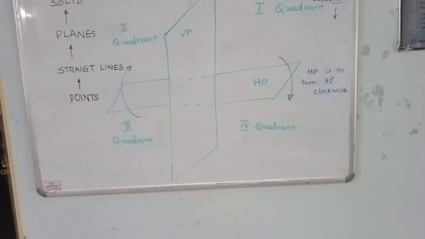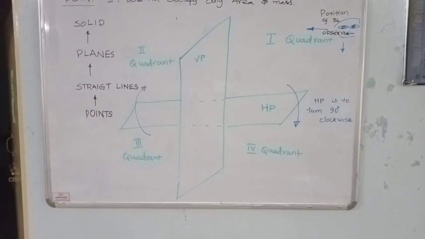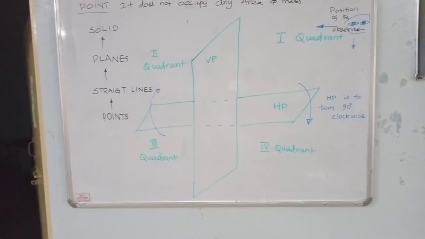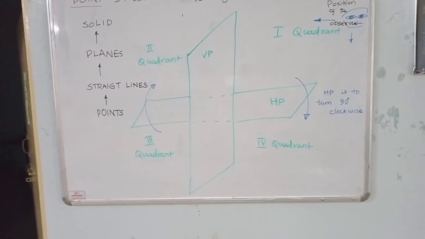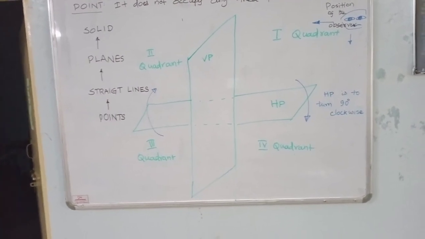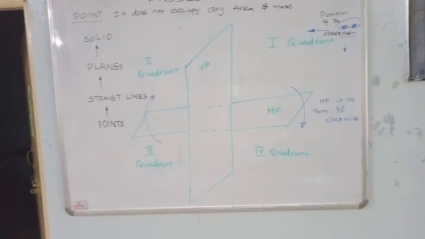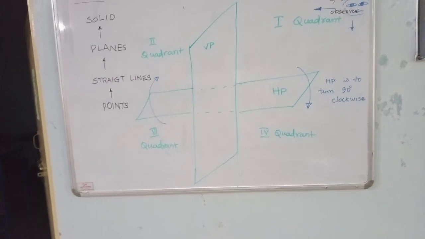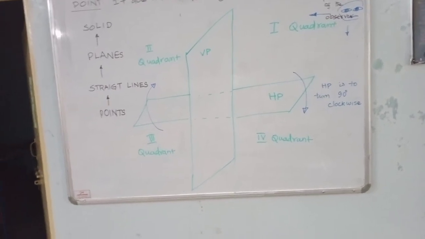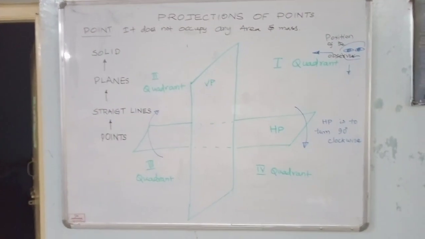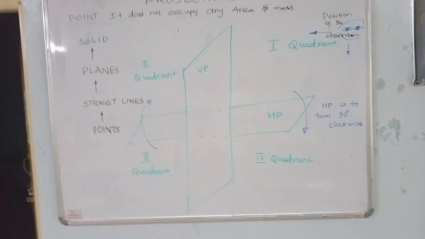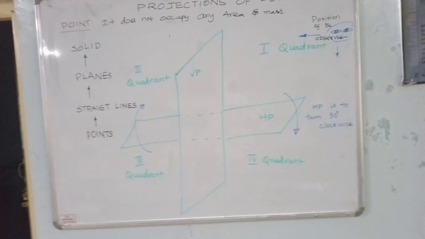One thing I would like to tell you here: generally, in the first and third quadrants, the front view and top view are separated by the XY line. In the first quadrant, the front view is above the XY line, the top view is below the XY line. In the third quadrant, the front view is below the XY line, the top view is above the XY line. These are the two useful quadrants we can use for drawing.